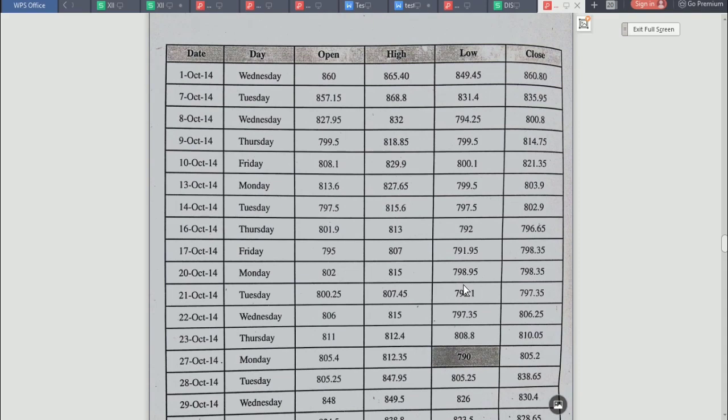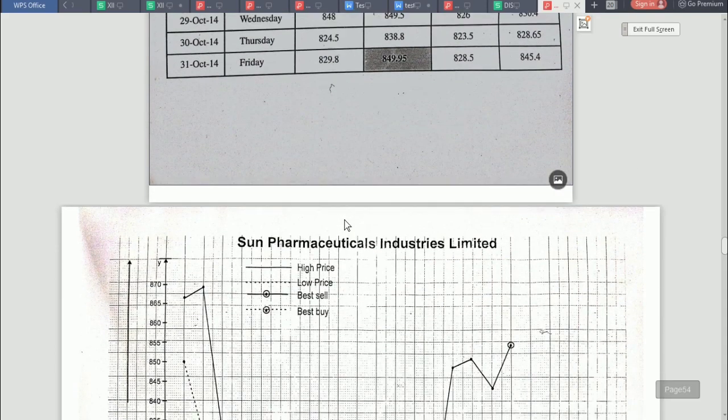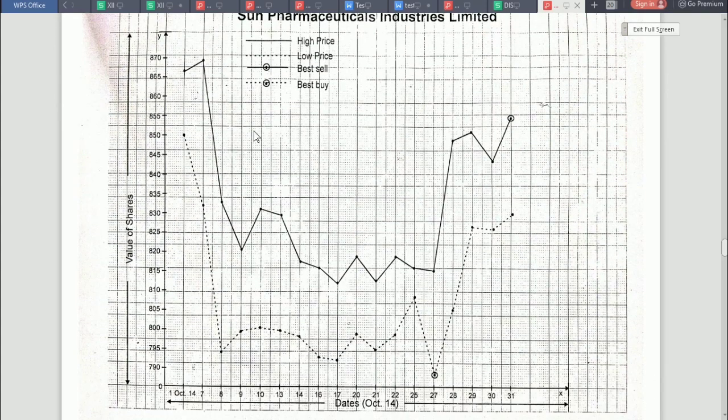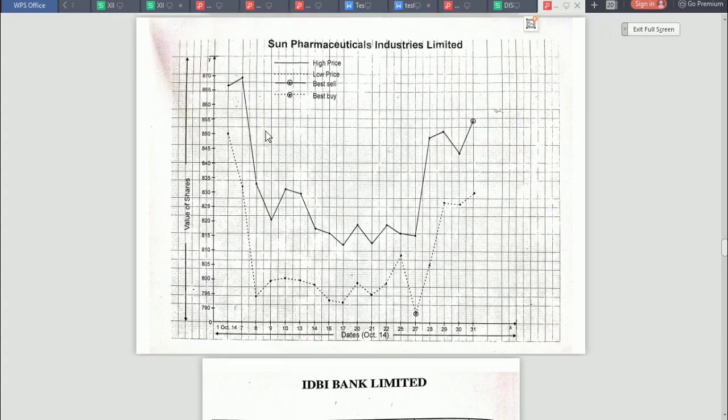Now we need to present this data, the whole data of the tabular form, on a graph paper. So this is the graph paper for Sun Pharmaceutical Industries Limited.